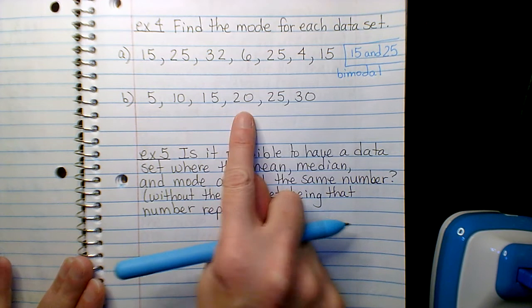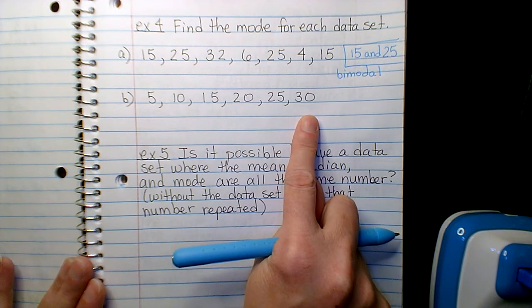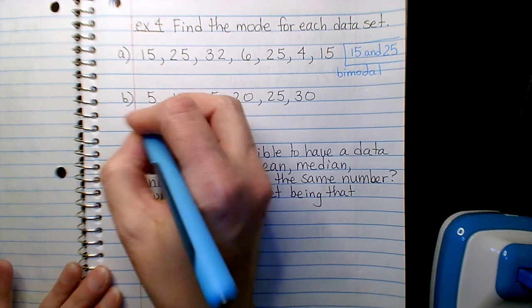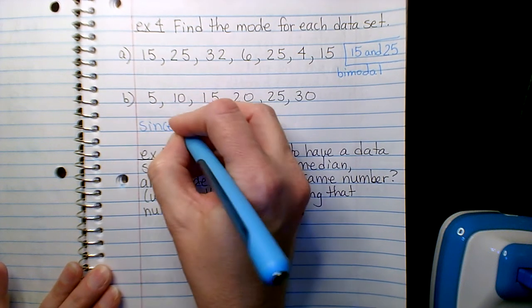All right, what about this list? 5, 10, 15, 20, 25, 30. Every number occurs the same number of times. So there's no mode.